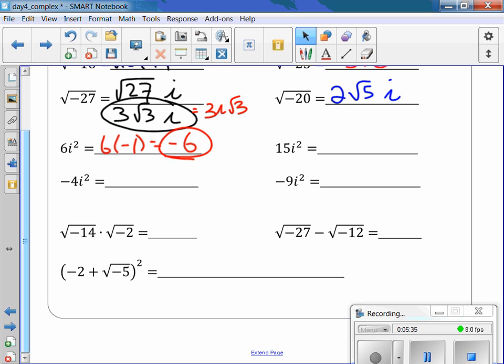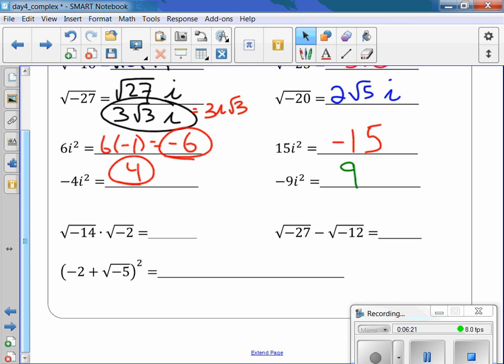Likewise, Alexander, for 15i squared? Negative 15. Nothing complicated about complex numbers. No pun intended. Negative 4i squared for Harry? 4. Absolutely. Negative 4, my i squared is negative 1. Negative 4 times negative 1 gives me that positive 4. I'll do that tough one there. Negative 9i squared. Negative 9 times, again, by definition, i squared is just negative 1.